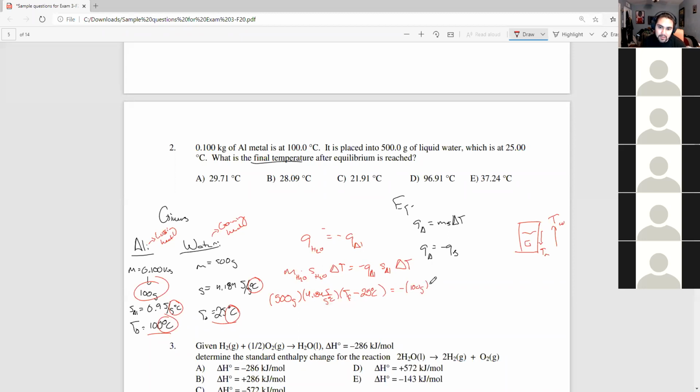100 grams, 0.95. Oh no, it's 0.9. Sorry, that's my J. My J's are messy. J per gram degree Celsius, and then T final minus 100.